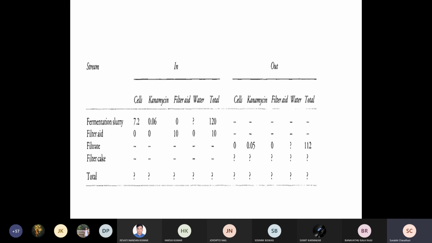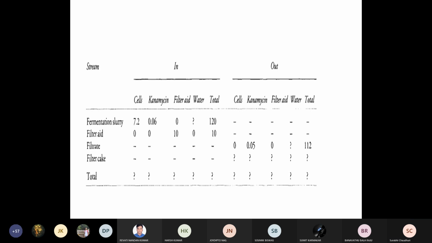Okay, so we are doing stoichiometry. So we are doing balancing of what is coming in and what is going out. Coming in is fermentation slurry and filter aid. Going out is filtrate and filter cake. And the things which are there are cells, the antibiotic kanamycin, filter aid and water. These are the ingredients. Right.